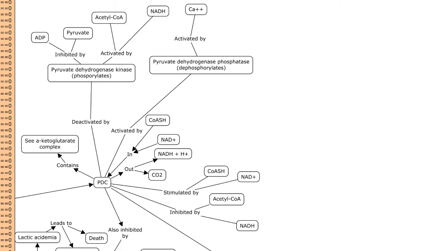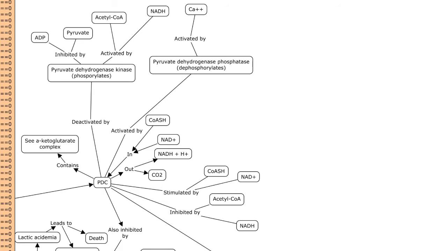First off, if it's phosphorylated, it's going to be inactive. It's phosphorylated by an enzyme called pyruvate dehydrogenase kinase. That enzyme is inhibited by ADP and pyruvate. So if you inhibit the inhibitor, you're going to stimulate the complex. If you're inhibiting the phosphorylator, the pyruvate dehydrogenase complex is probably working. However, if you've got an excess of acetyl-CoA or NADH, that is our reduced coenzyme, and acetyl-CoA is our product of the reaction with PDC, it's going to phosphorylate the PDC, therefore deactivating it.